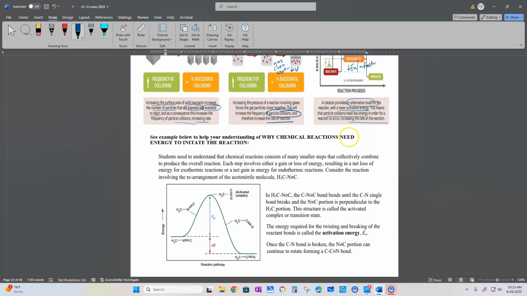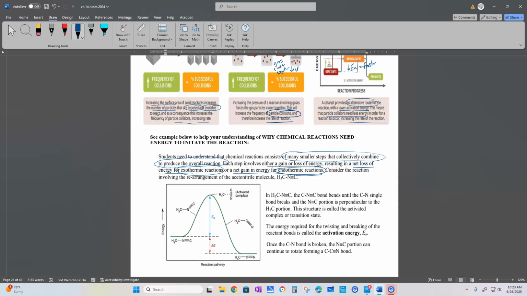So students need to understand, this is AP talking to you, that chemical reactions consist of many smaller steps to produce the overall reaction. Unfortunately, our eyes can't see all these steps, but we do it on paper. Each step involves either gaining or losing energy, resulting in a net loss of energy called exothermic, or a gain of energy called endothermic.